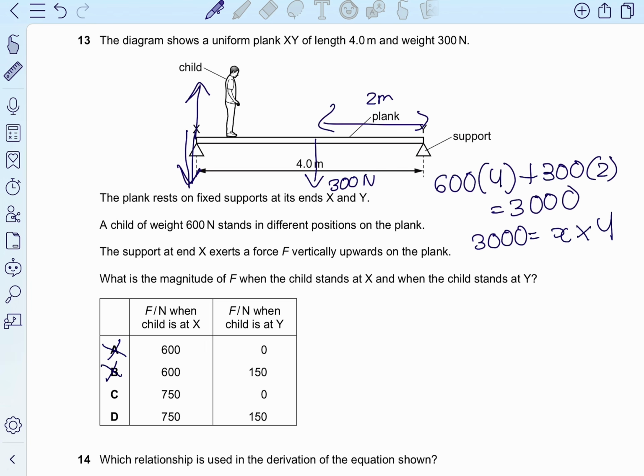Now when the child is at Y, the child is over here. That means the child's weight does not have any moment at this point. So the only force acting in the clockwise direction is the weight, which is 300 into 2, that is 600. With that 600, you divide by 4, which will be 150. So that will be the force on the other end. So that's why the answer should be 13D. I hope this is clear as well.